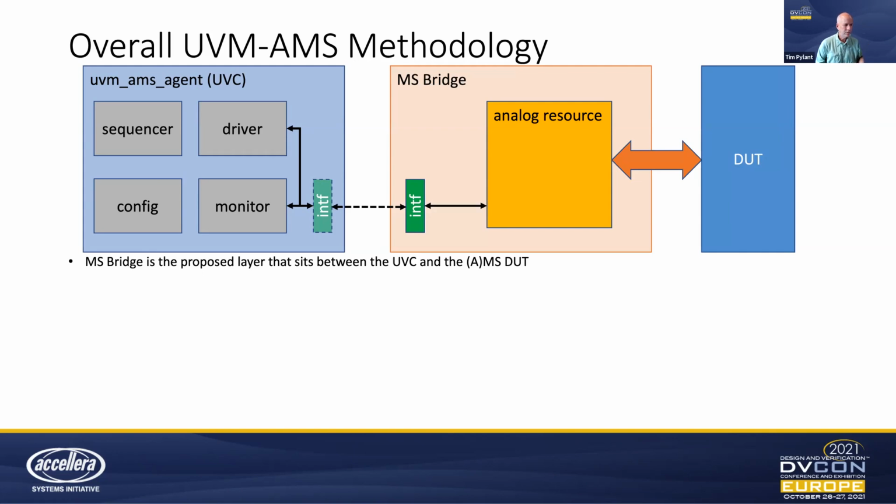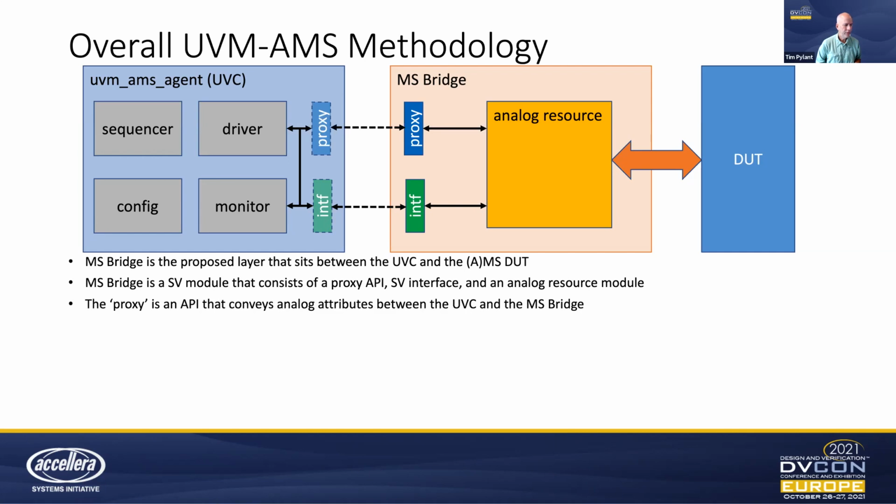So we can't just, because UVM is driving a single value, you need to be able to convert that into a continuously changing analog signal, as well as being able to interface with electrical as well as discrete real numbers. So we add in this MS bridge. We carry the interface over, so you still have to have that interface. And then we put in the analog resource module, and this is what generates the signals to drive the DUT.